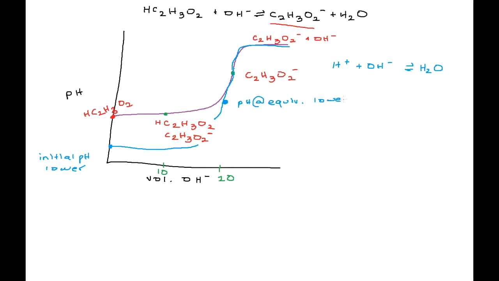But notice something that some people had some issues with. The volume of hydroxide that's required to reach equivalence point with a strong acid and a weak acid is the same. Whenever we do the stoichiometry, it always requires the same volume of base. It doesn't matter if it's strong or weak, it requires the same amount. What's different is the pH. So the initial pH and the pH at your equivalence point will be different.